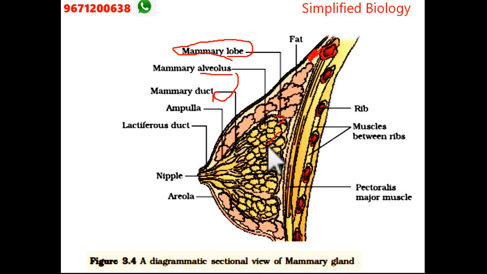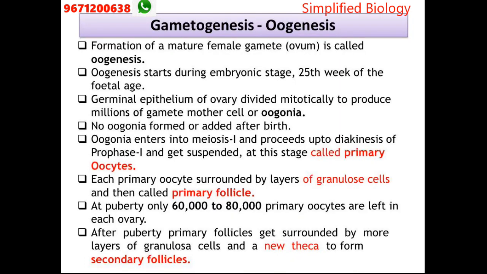After that, it passes from the alveoli into another part, a swelling named the ampulla. So it can be secreted and stored for some time. The ampulla secretes and the milk is squeezed out through the lactiferous duct and passes through the nipple. Clear, students? So come to the next point.